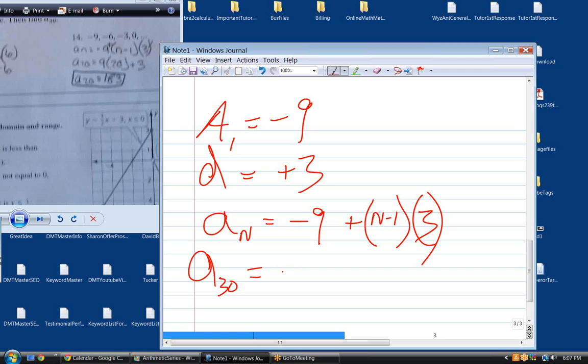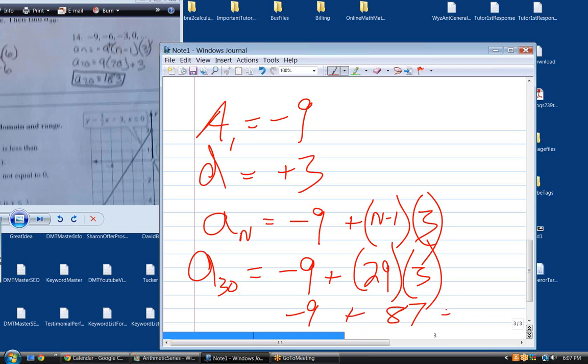Okay, so now A sub 30 would be negative 9 plus 29 times 3. 3 times 29 is 87. So 78 is the answer. That is the 30th term of this sequence. And notice this sequence starts negative, but then it gradually works its way to 0, and then it's going to become positive. So we are looking for a big positive number, and it's 78.